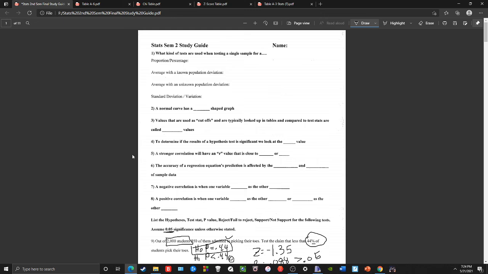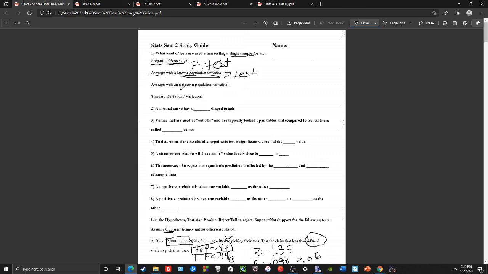So I'll just go through the top part as well. What kind of test would you use if you're testing a single sample for a proportion or percent? Well, that is a z-test. Proportion or percent is always a z-test. There's nothing else. If you know the population deviation and you're testing an average, you also use a z-test. Remember, on the calculator, this is one prop z. So if you're doing this on the calculator, this would be called one prop z, and this would be called the z-test. So make sure you don't get those too confused in the calculator. But in general, it's still a z-test.